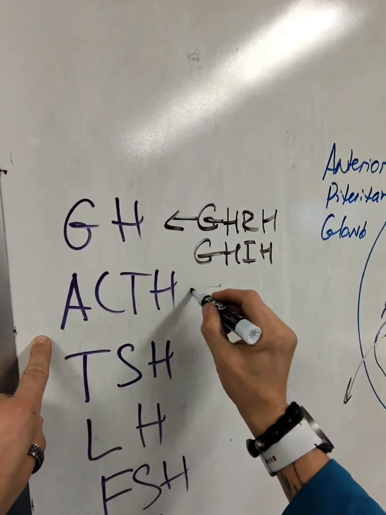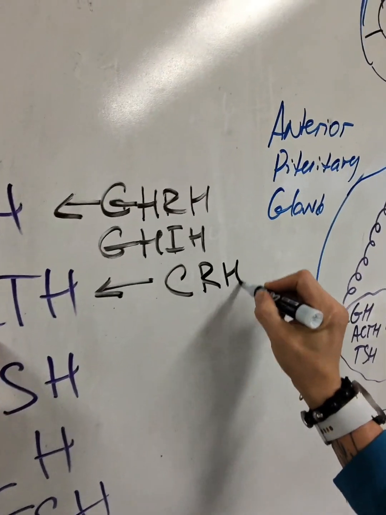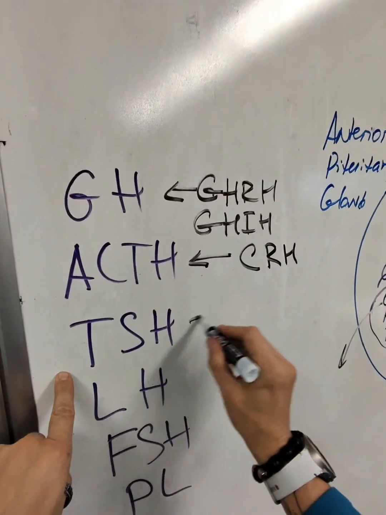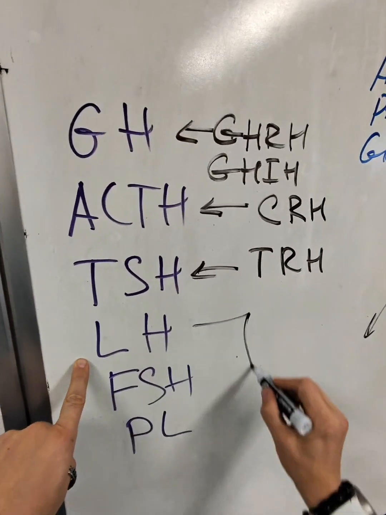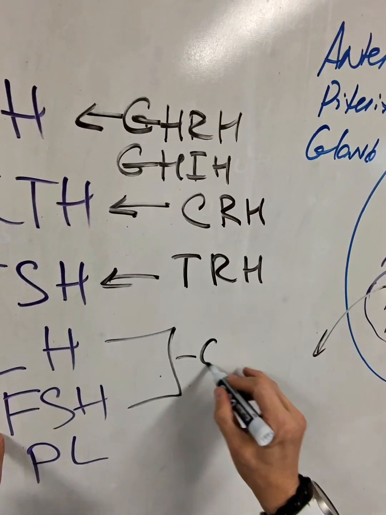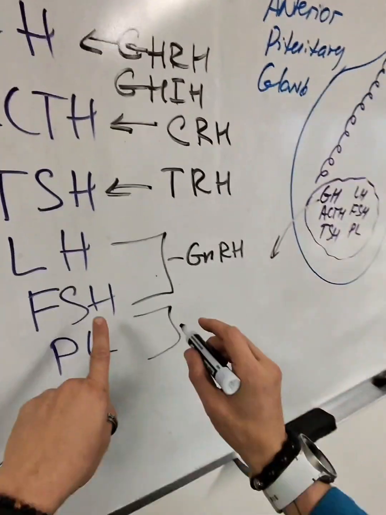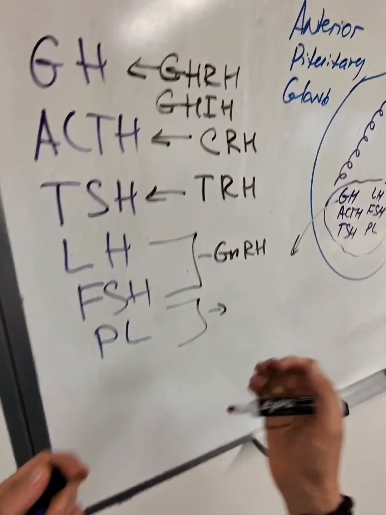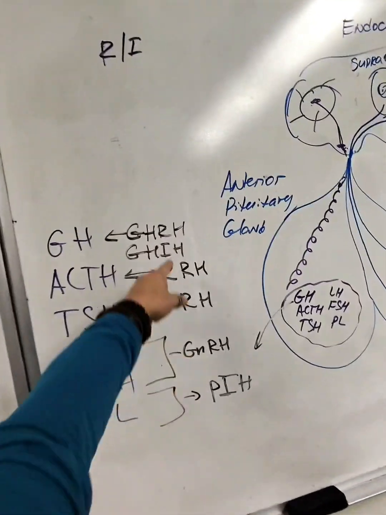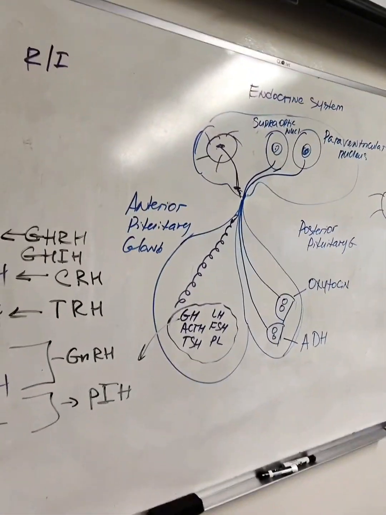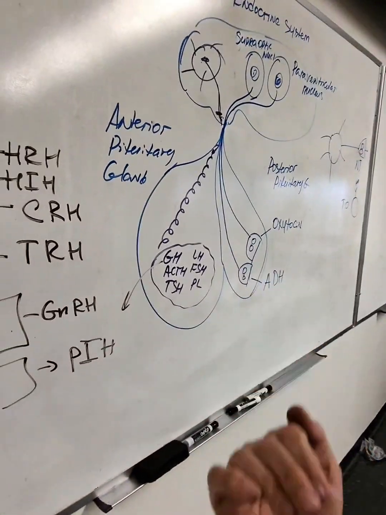To release adrenocorticotropic hormone, we need corticotropin releasing hormone. To release thyroid stimulating hormone, we need thyrotropin releasing hormone. To release luteinizing and follicle stimulating hormone, we need gonadotropin releasing hormone. And to release prolactin, actually here we're holding it. We need prolactin inhibiting hormone. You see, some of them have releasing hormone, some of them have inhibiting hormone. That means that your body is constantly producing prolactin, so you need to inhibit it, right? You need to slow it down.